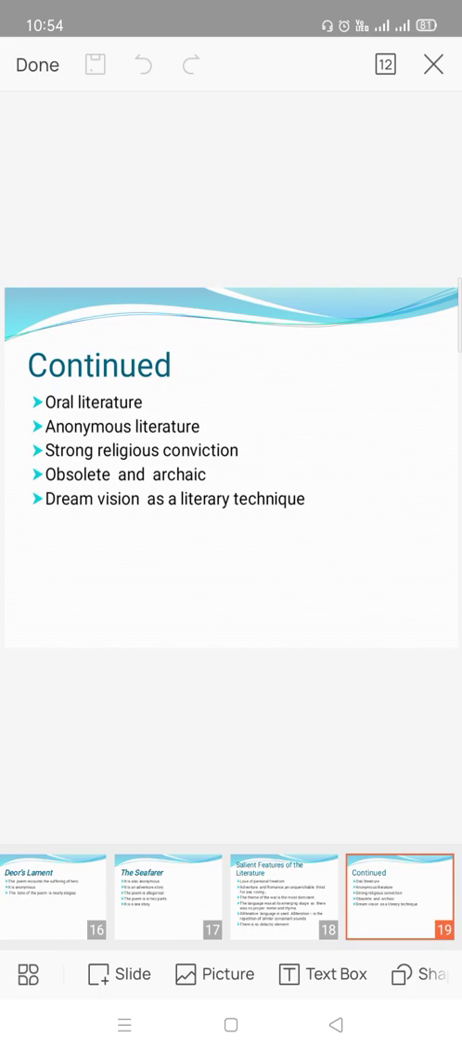Dream vision as a literary technique: one of the most important and significant devices used during that period was dream vision. Now let me explain what dream vision is. Dream vision is basically when a writer pretends to have fallen asleep, and then he sees some vision, and then he recounts those visions, jots them down, and composes a poem or a narrative poem or a ballad, etc.